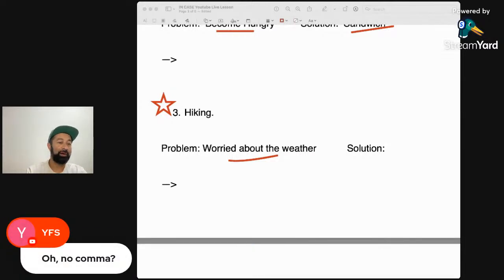Yes, YF has no comma. If it's at the beginning, you can put a comma, but if it's in the middle, you do not need a comma.